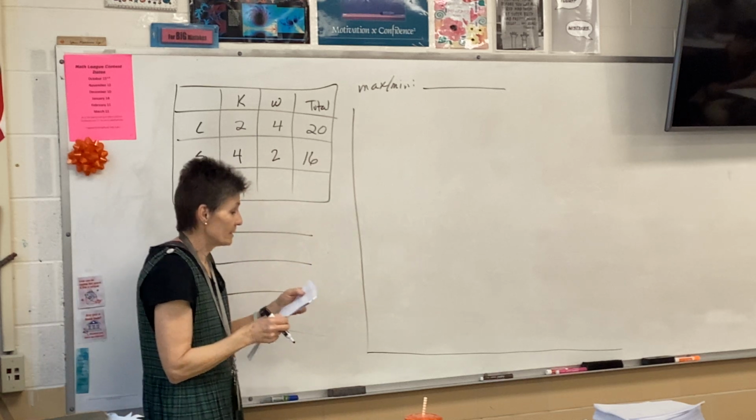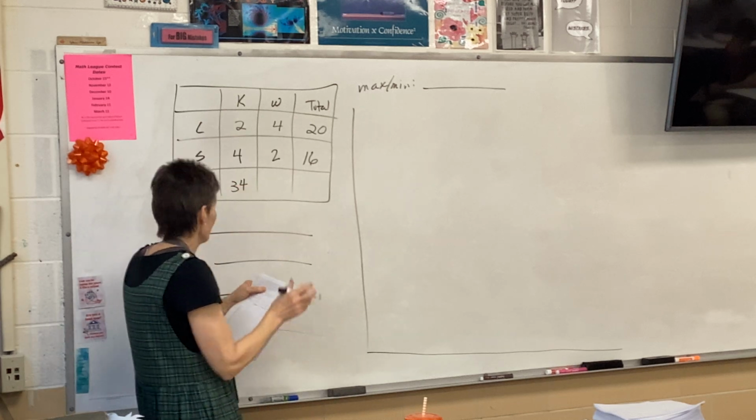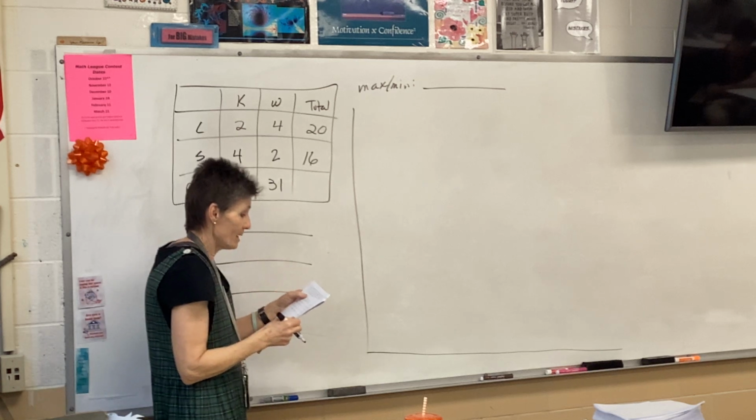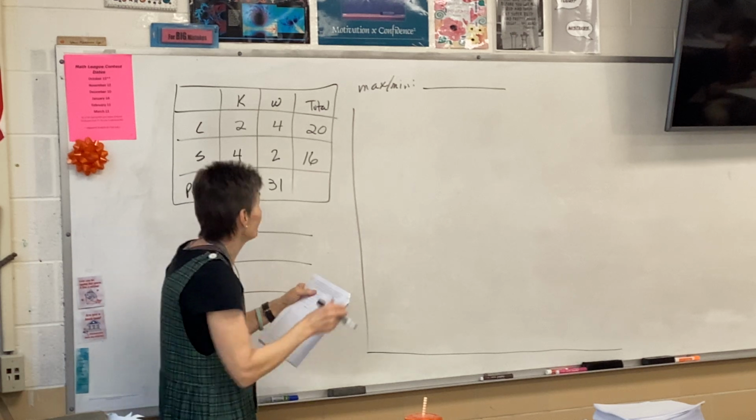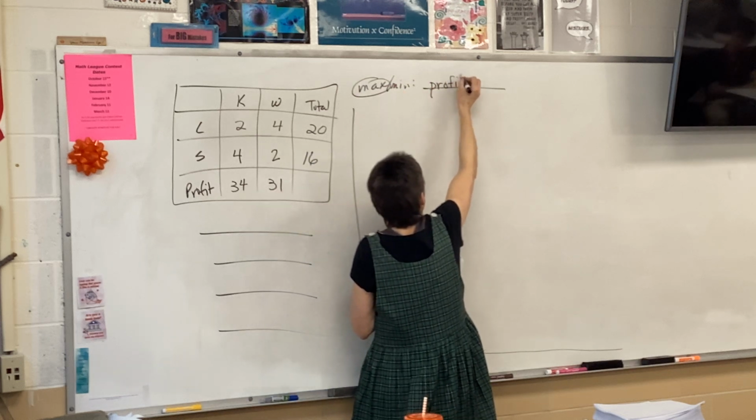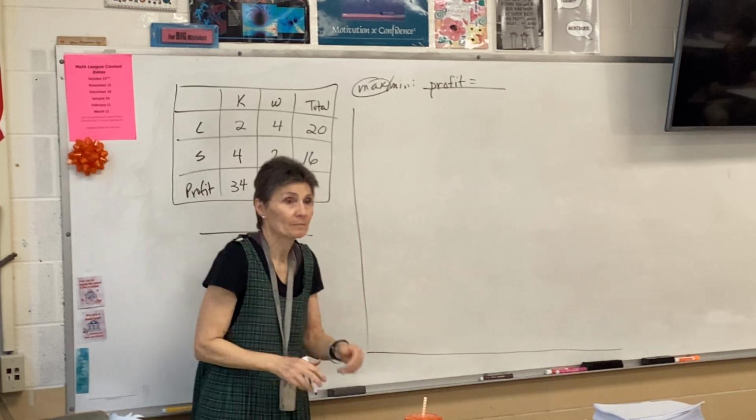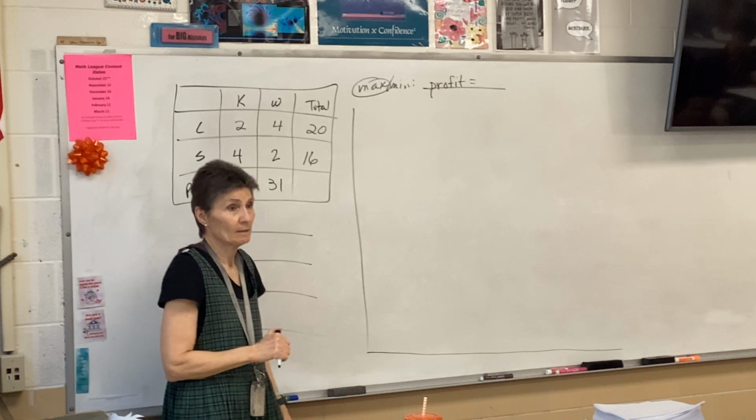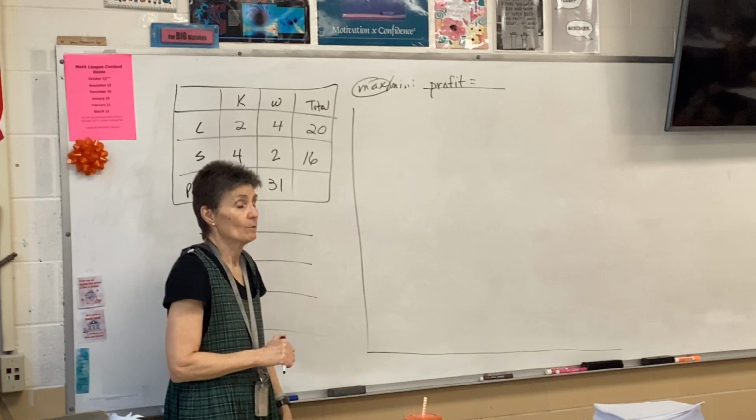The profit on a knit suit is 34. And worsted is 31. How many of each kind of suit would be made to maximize profit? So we are maximizing profit. And then what is the maximum profit? Okay, all right, back there? Okay, so here we go.